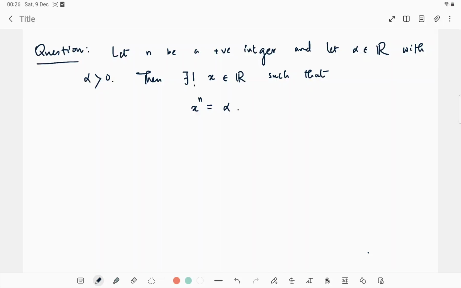Hello everyone. So in this lecture, I will talk about the existence of the nth roots of any positive real number. So the question, more precisely, is: suppose we are given a positive integer n and a positive real number alpha, then there exists a unique real number x such that x to the power n is equal to alpha.